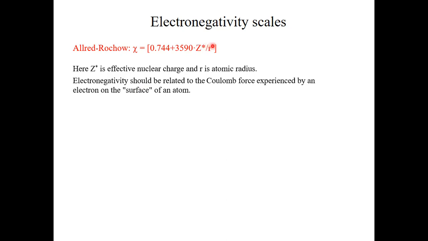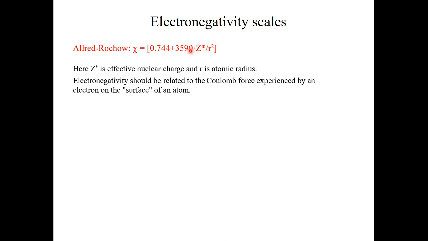Intuitively, we would understand that the Coulomb force on the surface of an atom would relate to the electronegativity, because the higher that Coulomb force is, the more ability the atom would have to attract electrons to it in a chemical bond.